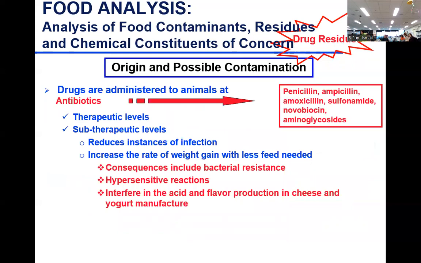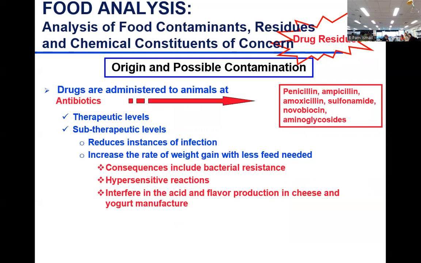Antibiotics. So they are given to animals at therapeutic level. If the animal has an infection, so they get antibiotics. Sometimes they give them at sub-therapeutic levels. That means just a little bit to prevent infection and to make them grow fat with less food to gain weight.